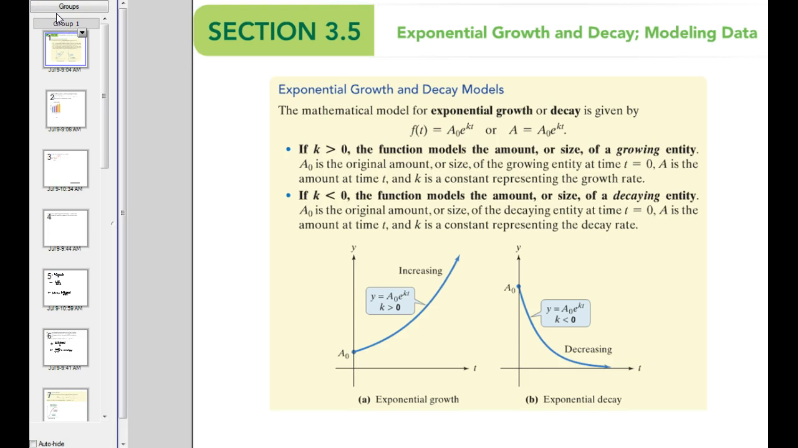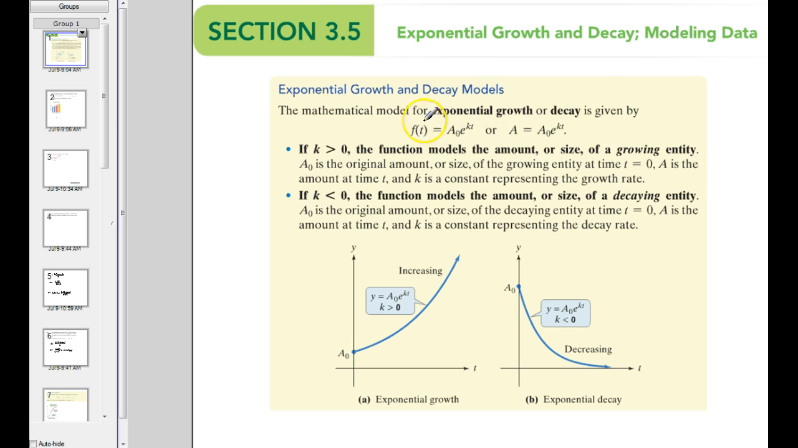Hello, 171 class. This is your notes for section 3.5, Exponential Growth and Decay. So we're modeling data here, and this is, again, one of the things that you're having to do on your functions project: model data. And we'll get into a little bit more detail how to do that in another video.